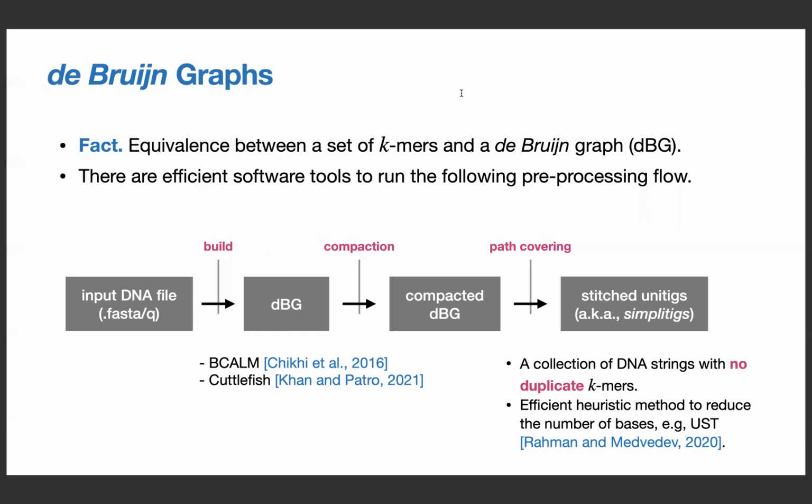I'm going to assume from now on that this preprocessing flow has been run from our raw collection of files, and that we have this collection of strings with no duplicates as input for our dictionary.